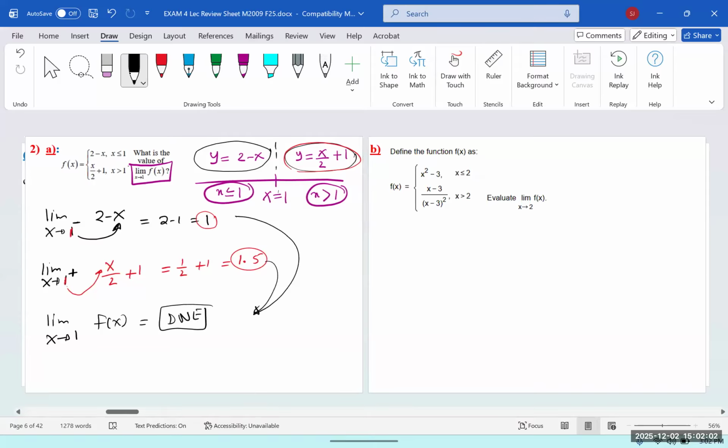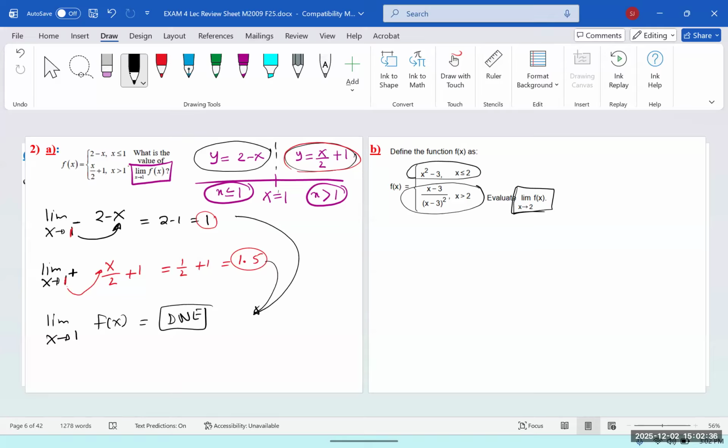The next one is same. It says find the limit at 2. In order to find the limit at 2, since this is a piecewise function, that means you need to look at the left limit and you need to look at the right limit. And then you find out if these two numbers are same, then the limit exists and that's the limit. But if both of them give you two different numbers, then the limit doesn't exist.